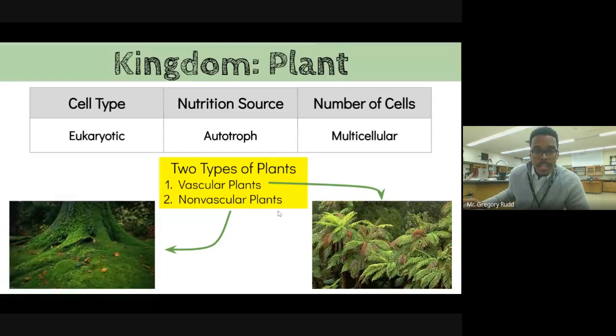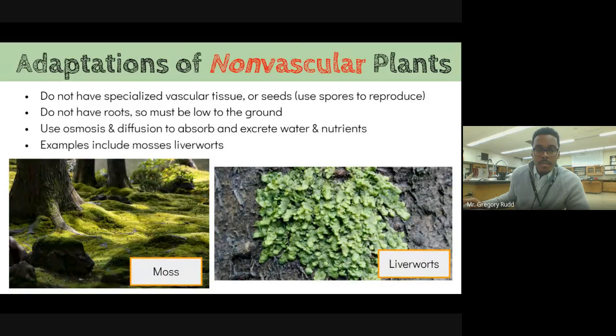Oops, did I skip two? Oh, there are two general types of plants. Vascular plants and non-vascular plants. Non-vascular plants might include mosses and liverworts, which I've never really heard of nor seen, but you can see an example there. We call them non-vascular because they do not have this specialized tissue, nor do they have seeds. These are plants that use spores to reproduce. They also do not have roots, which means that they must be low to the ground in order to absorb water. And they use osmosis and diffusion to absorb and excrete water and nutrients.